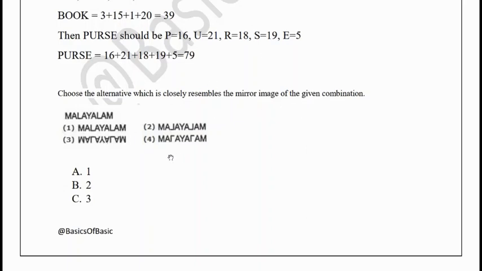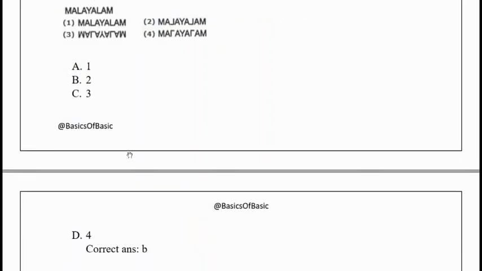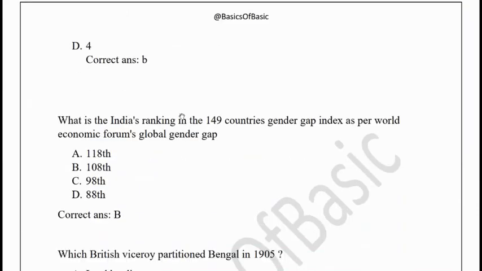So for this you need to check which of the following would be the exact mirror image. So here the option is B. What is the Indian ranking? Yeah, from here the GK question starts. What is the Indian ranking in 149 countries gender gap index as per the World Economic Forum global gender gap?